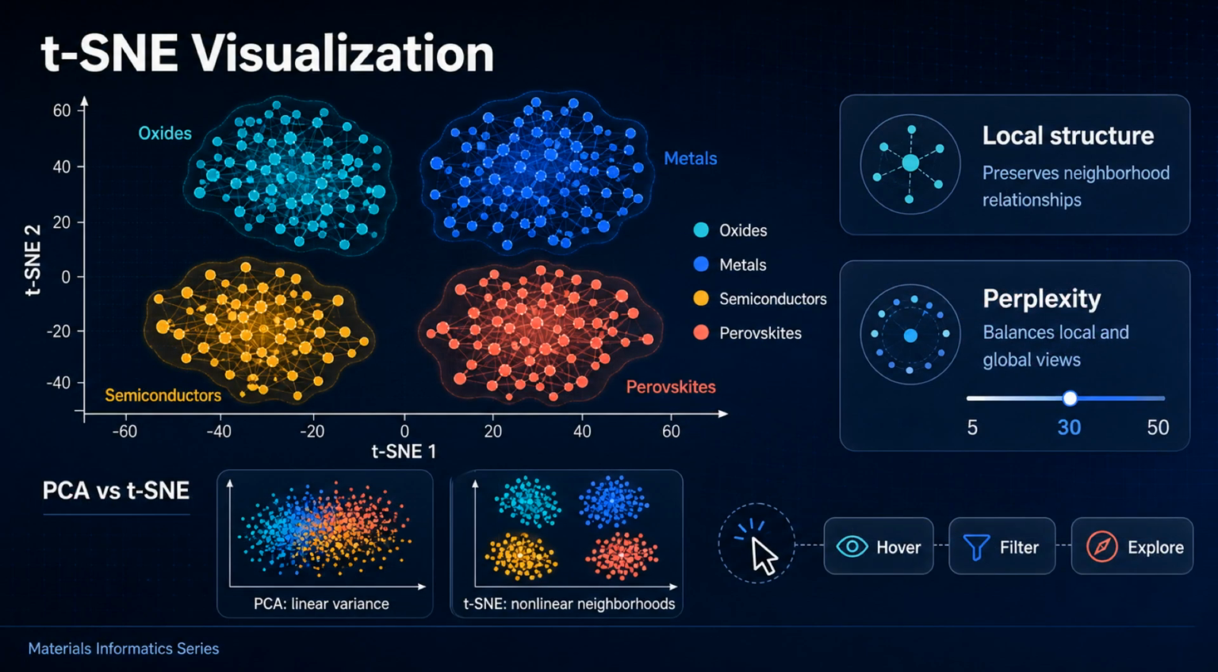t-SNE, or t-distributed stochastic neighbor embedding, excels at preserving local neighborhood structure. Materials with similar compositions cluster together in the two-dimensional embedding. The perplexity parameter controls the balance between local and global structure. t-SNE is excellent for discovering clusters, but doesn't preserve global distances, so cluster positions are arbitrary. It's also computationally expensive for large datasets.